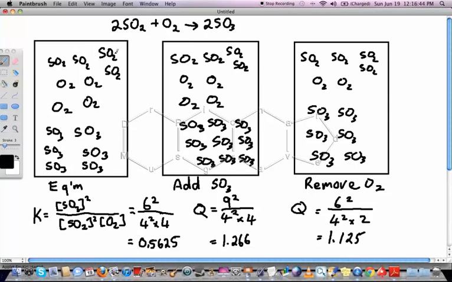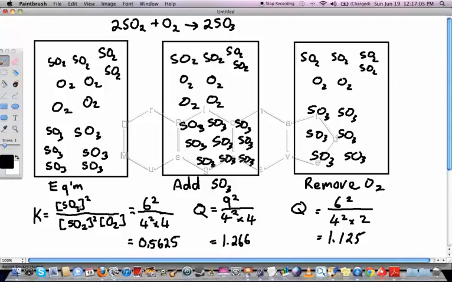And here's what we've got. We've got our reaction here, 2SO2 plus O2 gives 2SO3. And what I'm pretending is that equilibrium looks like this. So we're going to have 4 SO2s, 4 O2s, and 6 SO3s. This is completely artificial on my part. It's completely arbitrary. I've just come up with this as being the equilibrium conditions.